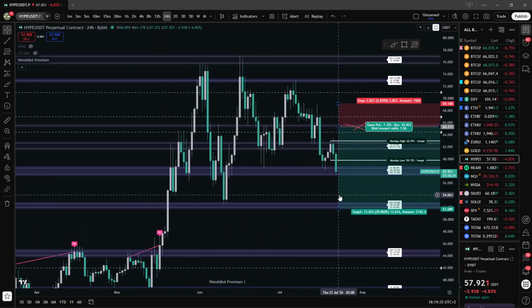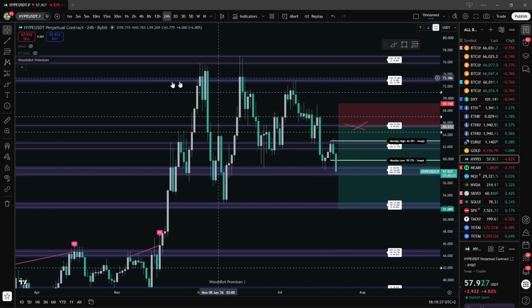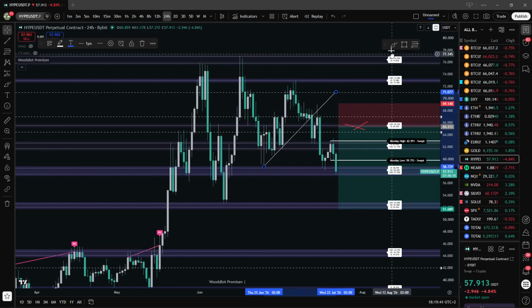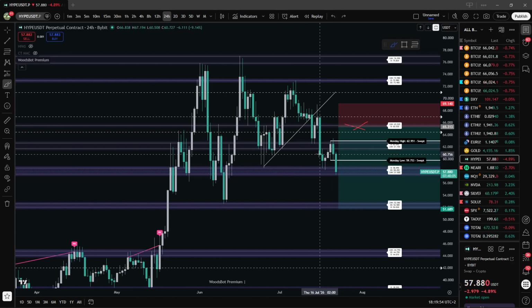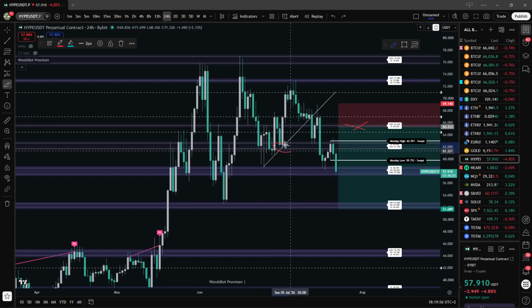But Hype is not looking the best once it lost its market structure, right? This retest of the trend line should have followed, but it didn't. And you can see it retested the trend line and then rejected from this level, and then it lost its last swing low right there, right, with this candle. So market structure wise, it's not looking the best.